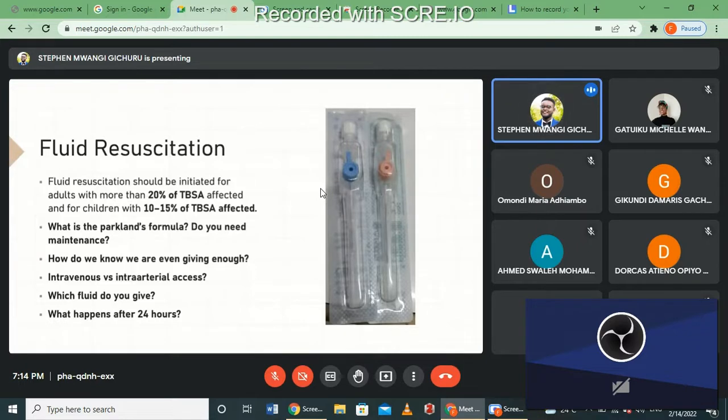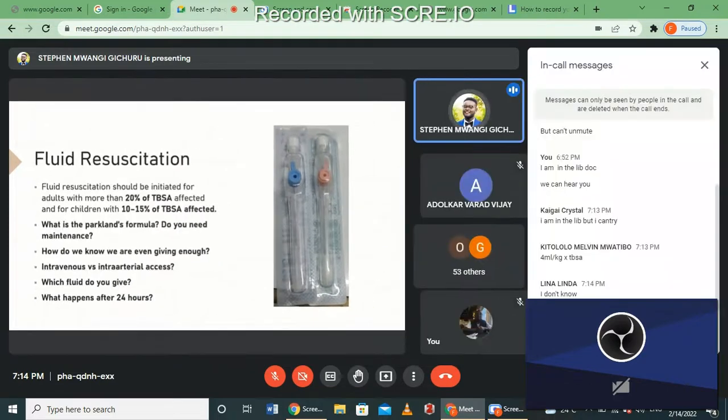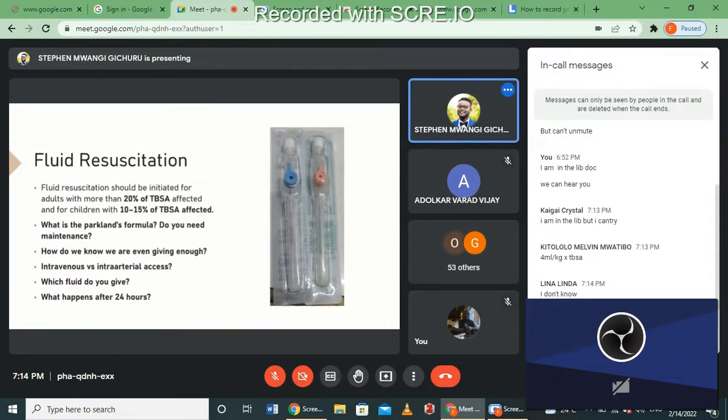Linda, do you usually give maintenance or no? I'm guessing you have to. Yes, to who specifically do we give? Who do we give maintenance to? We usually give maintenance fluids for children, for pediatrics. For adults, you may not need to give maintenance. All right.